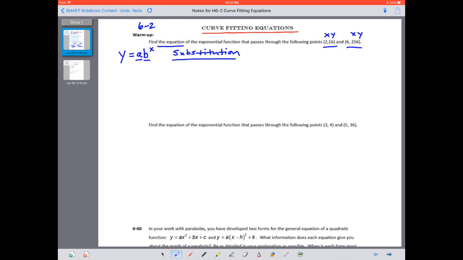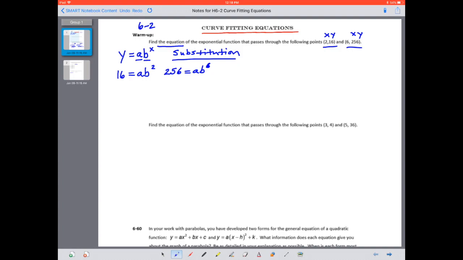So let's start out here with the point (2, 16). I'm going to put 16 equals a times b to the power of 2. So 16 was my y, 2 was my x, and you see it's now in the equation. The second one, we're going to do 256 is equal to a times b to the power of 6. I apologize if my b's and 6's look a lot alike there, but I'll do my best to make sure you can see which one's which.